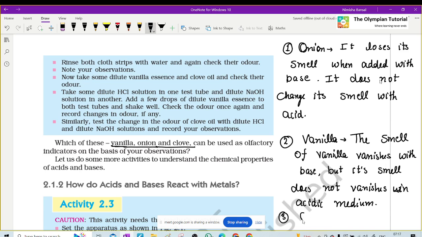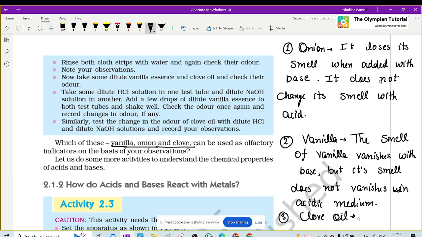Third one, same for clove oil. In acidic medium, same smell, but in basic medium, it will vanish its smell. Written?